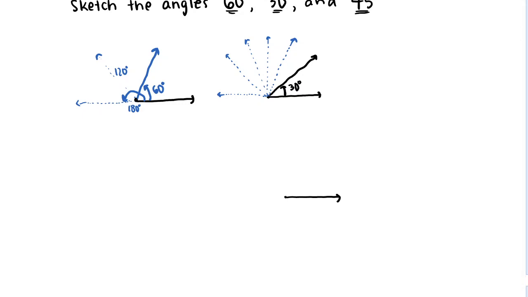And then, right, half of that rotation would give me my 45-degree angle. So, it might look something like this. Actually, I could probably do it a little lower. Right, so this is my 45-degree angle.